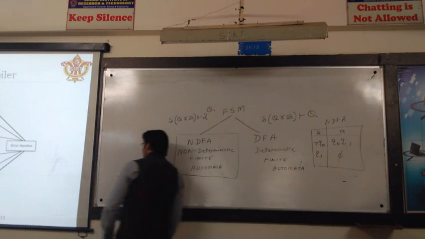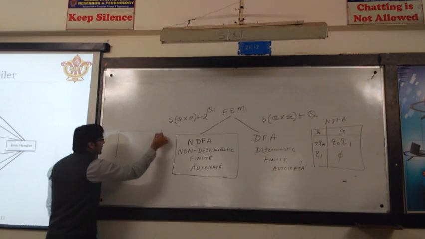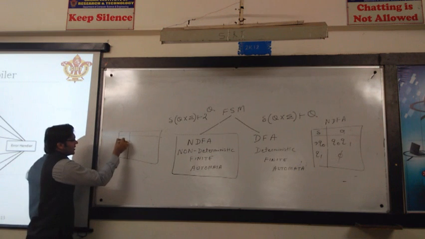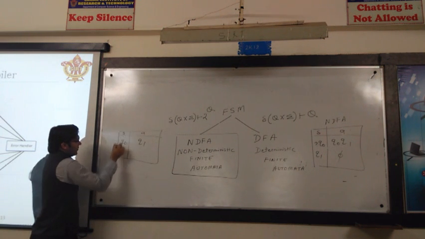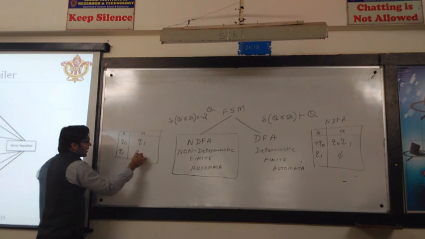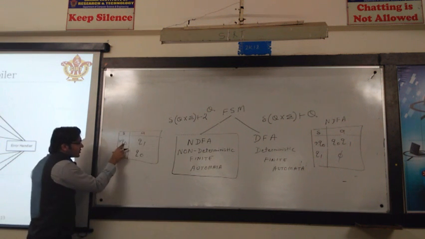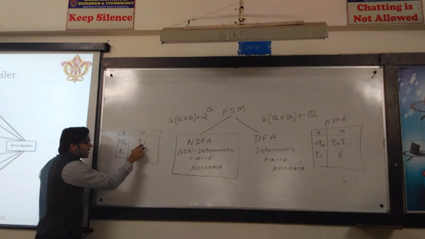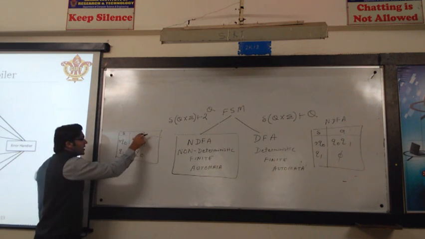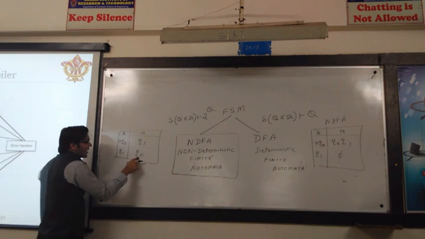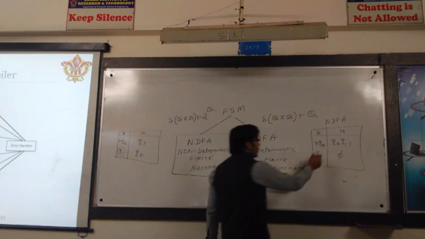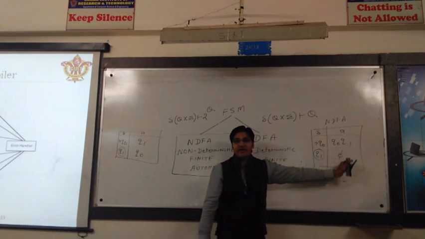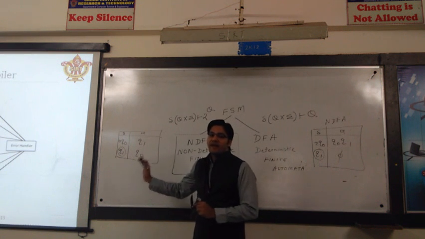But if we construct a table like this, Q naught is reading A and giving you Q1, and Q1 is reading A, giving you Q0. So each state gives only one output state after reading any input. Q1 is reading A and giving you one output state, that is Q naught. Let's take Q1 as the final state. This is the NDFA table and this is the DFA table.